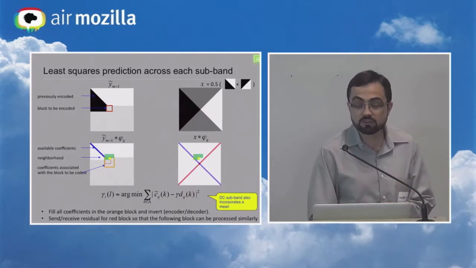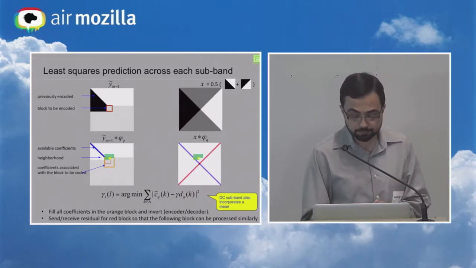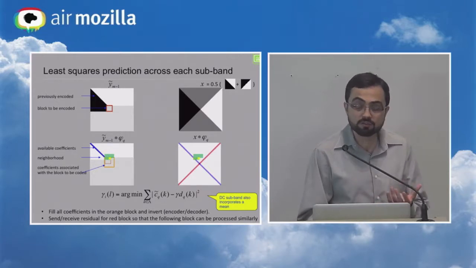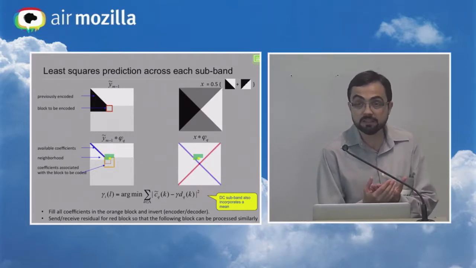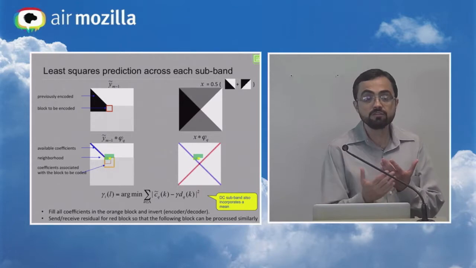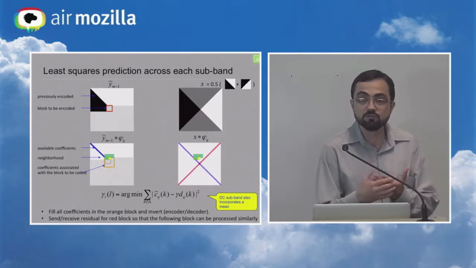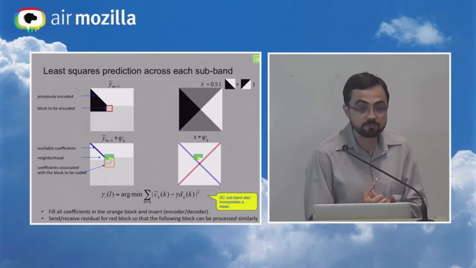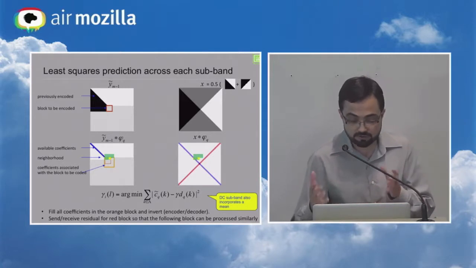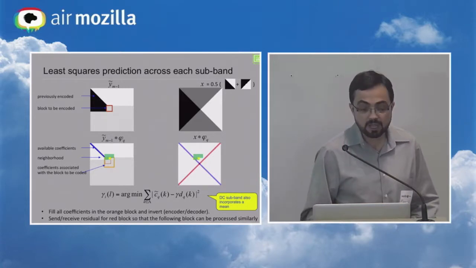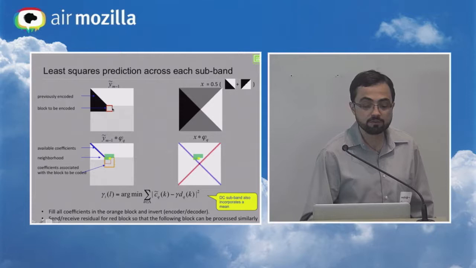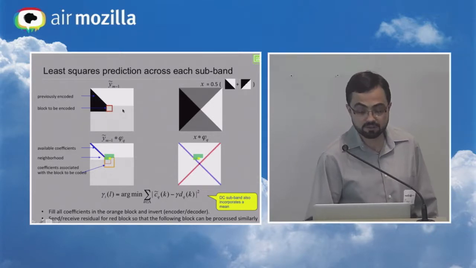And I can do this in an encoder-decoder setting. Once I have the inverse, I have my prediction in pixel domain. I will subtract that prediction from the actual, and the encoder is going to send the prediction error, and the decoder is going to receive it and put it together, etc. And then I have data for this block. Now that I have data for this block, I can move to the next block, etc.